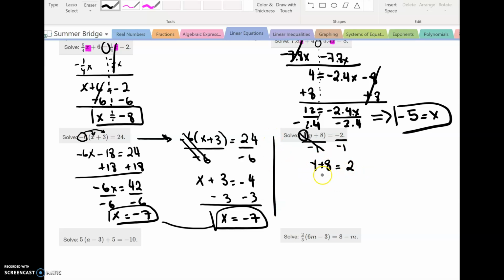Now, in order to solve y plus 8 equals 2, I'm going to subtract 8 from both sides. So y is equal to negative 6.